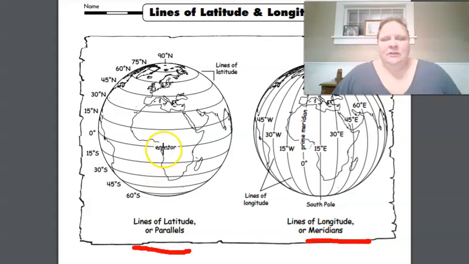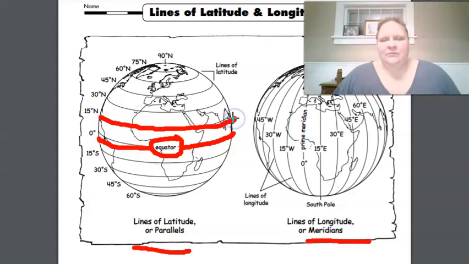The lines parallel to the equator, so here's the equator, are called lines of latitude or parallels. That means they all go the same way and they're an equal distance apart. On this map, they are labeled every 15 degrees. 0 degrees, 15 degrees north, 30 degrees north, it's every 15 degrees.